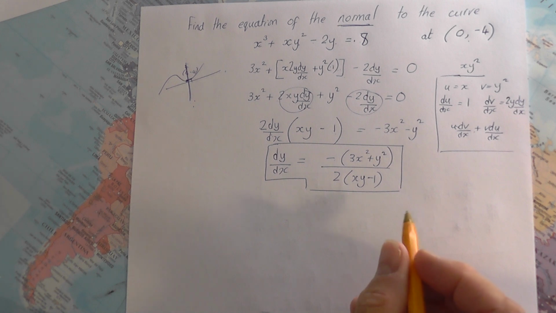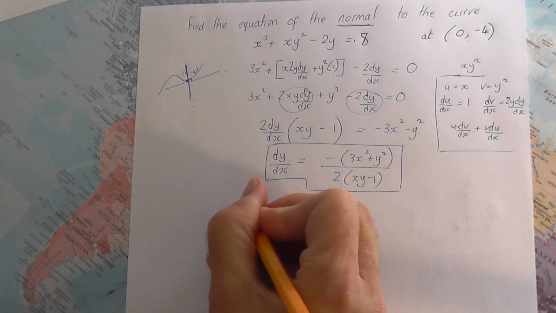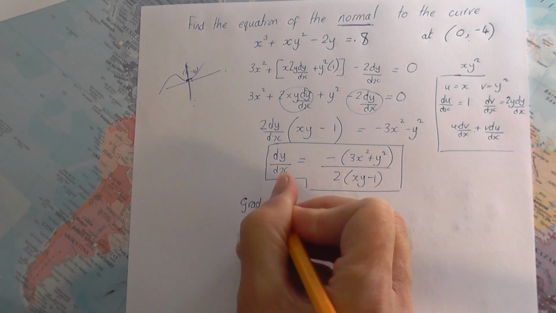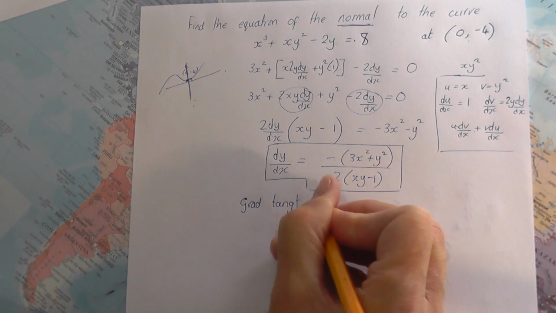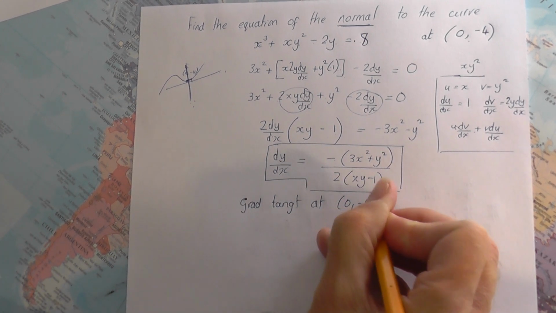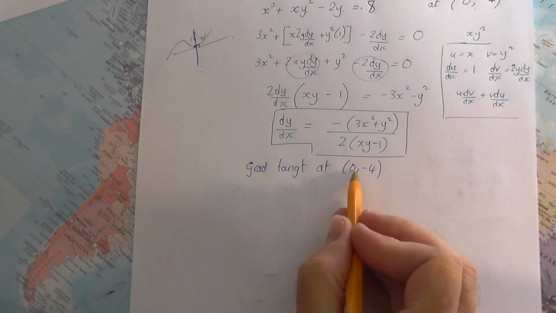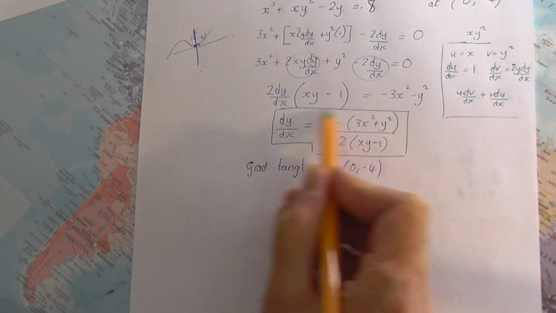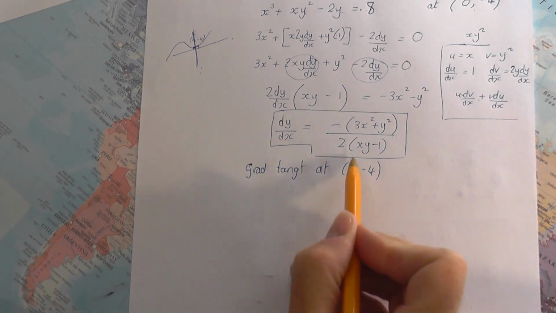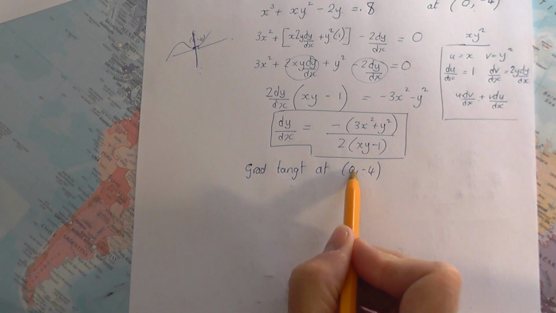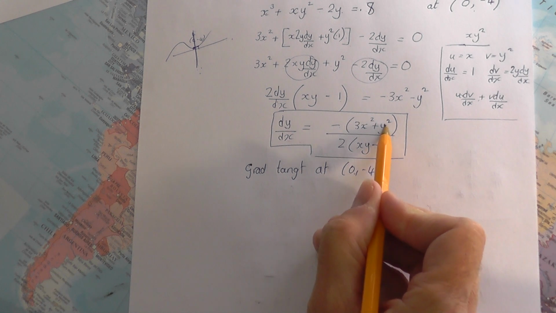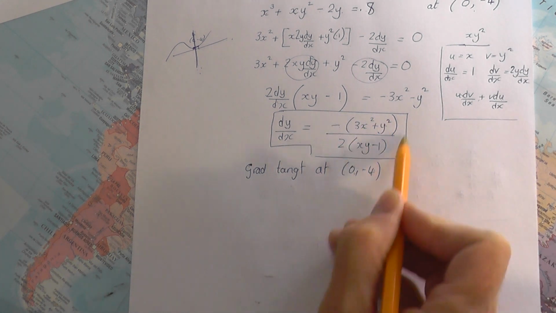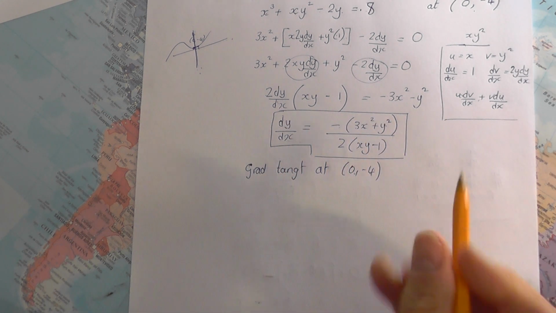Okay, right, now what I want to work out is the actual gradient of the tangent. Gradient of tangent at (0, -4), which is a specific point on the curve. So what I do is I take this expression for dy by dx, and everywhere I see an x, I change it to 0, and everywhere I see a y, you change it to -4, and you work out a numerical value for the gradient.